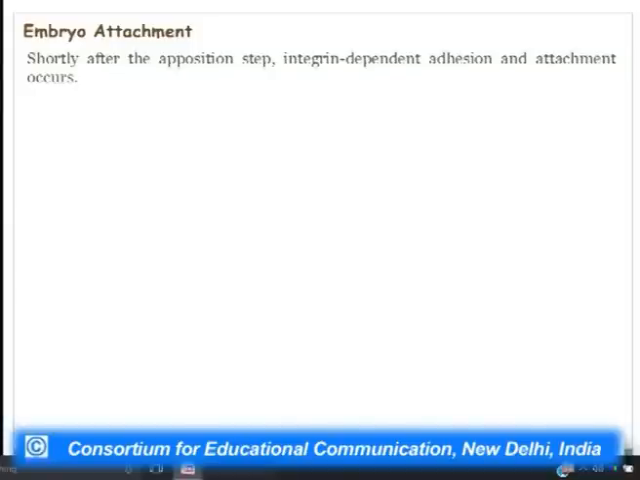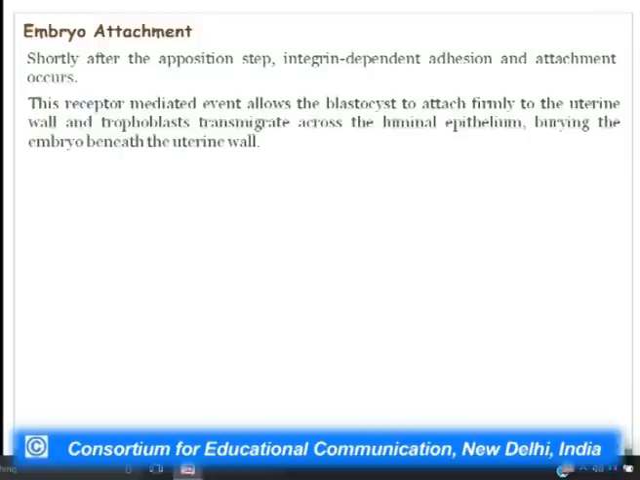The next phase is the embryo needs to attach to the uterine wall. Shortly after the apposition step, integrin dependent adhesion and attachment occurs. This receptor mediated event allows the blastocyst to attach firmly to the uterine wall, and trophoblasts transmigrate across the luminal epithelium, burying the embryo beneath the uterine wall. So, in embryo attachment, integrins play an important role. These are the cell adhesion molecules, and they cause the moving blastocyst to adhere to or attach itself to the endometrial wall.